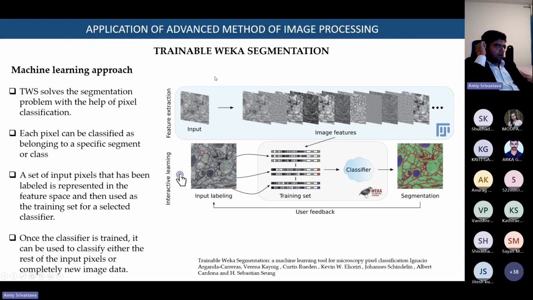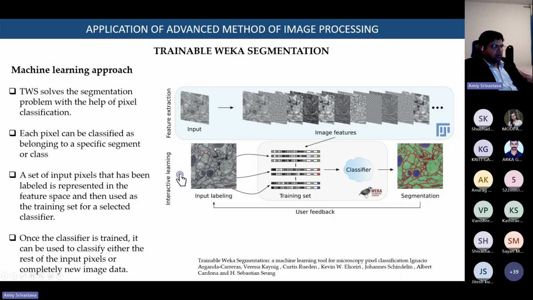This is an example of trainable Weka segmentation, and it is already available in ImageJ. So you don't need to write any program for the basic CNN application. So again, I would say, because we ran out of time, you just remember this name. And if you want to, you can see here, we want to summarize.